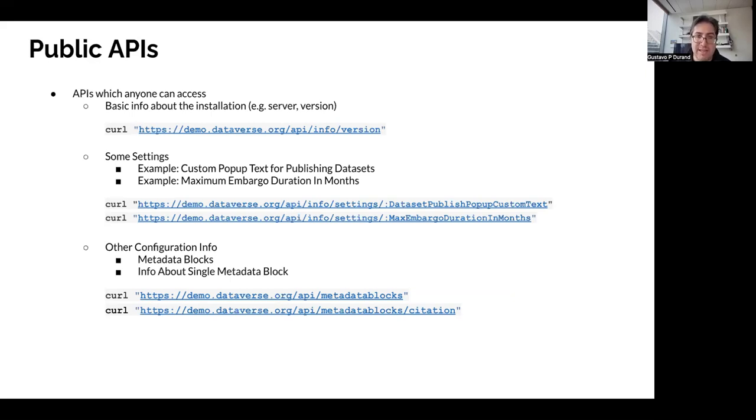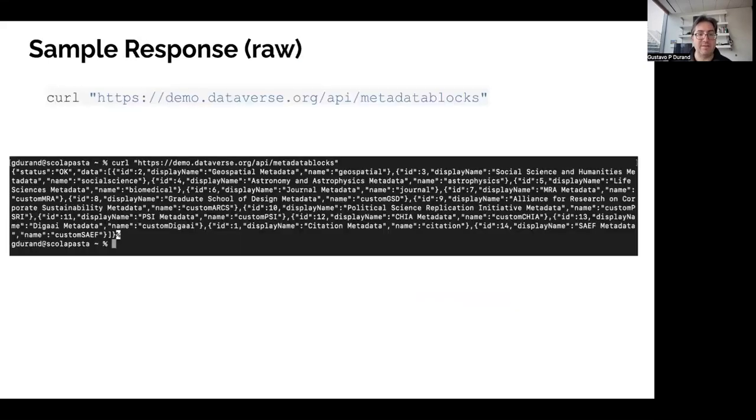And I mentioned that the responses in these are typically JSON. So let's see a sample response. If I call demo.dataverse.org/api/metadatablocks, this is what I get back. I got a JSON that gives me the names and details on the metadata blocks. Now, a machine can read this very easily, and that's great.